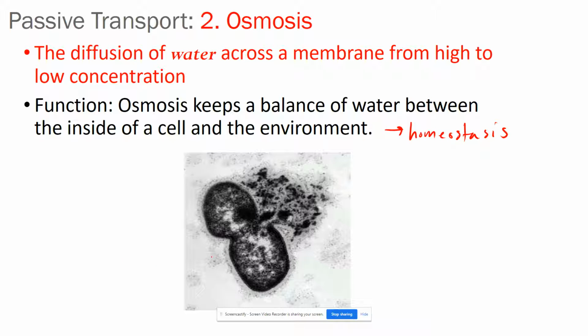And this cell right here perhaps was in an environment where water would go into the cell, and then it ended up getting too full and then kind of exploding out here. We'll talk about some situations where if cells are in different environments, that could be detrimental to them if they can't maintain a proper water balance. So let's continue.